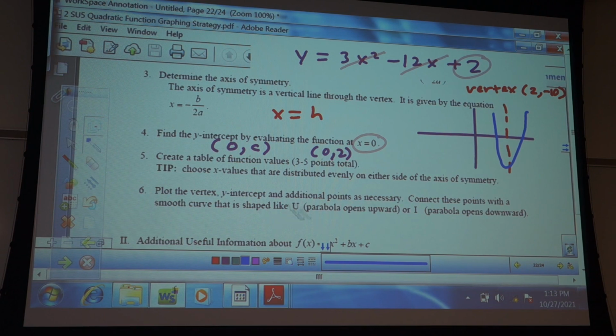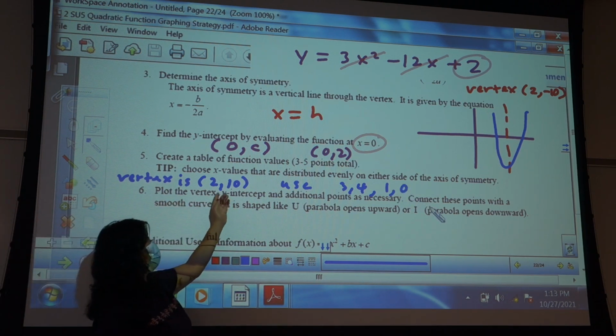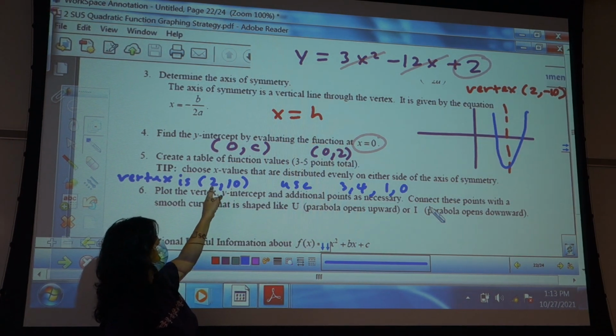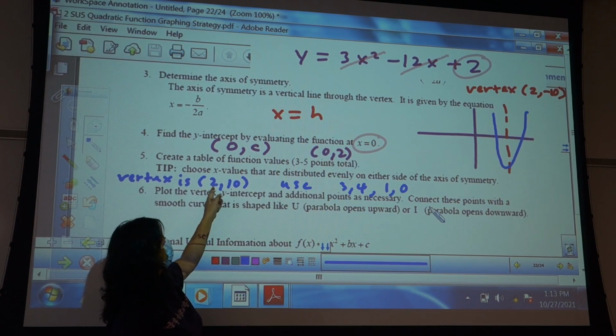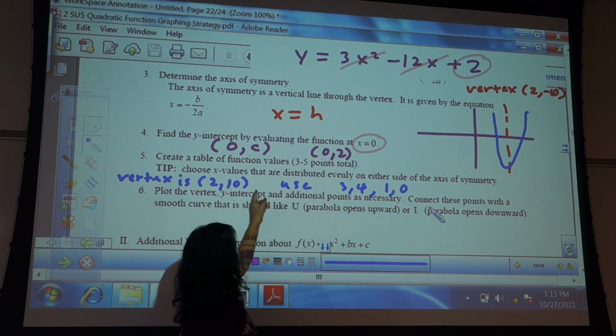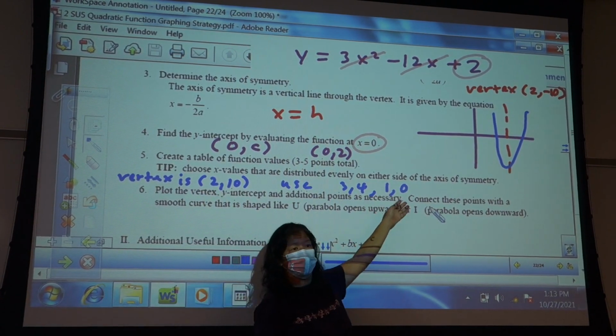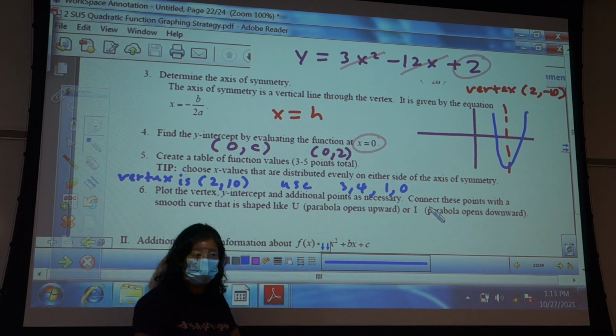Let's see. If we're picking points, since my vertex is 2 comma negative 10, I would use things like, well, what are the numbers next to 2? It goes 2, 3, 4. Does everyone agree with me? And then what are the numbers before 2? 1 and 0. So those are the ones I would use. Does that make sense for people? Here's my vertex. Pick x's that are right around here. So 2, the next one is 3 and 4. If I go backwards from 2, I get 0 and 1. So those are the ones you want to pick, ideally, before it starts really spreading out.